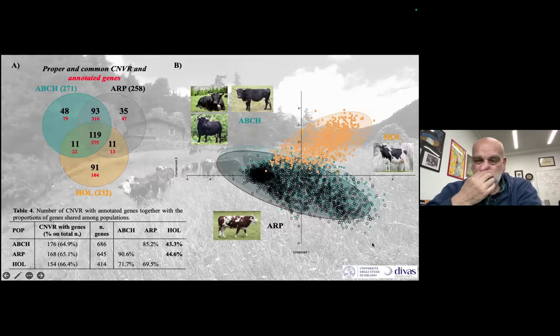So what we are trying to identify is whether the hypothesis of natural environment versus artificial environment is playing a role in the copy number variant evolution of the genome of these populations. Here in Holstein, you see the regions with annotated genes, and how many are in common. I don't want to get into the annotation and what genes are annotated, but that's the hypothesis that we are trying to develop.